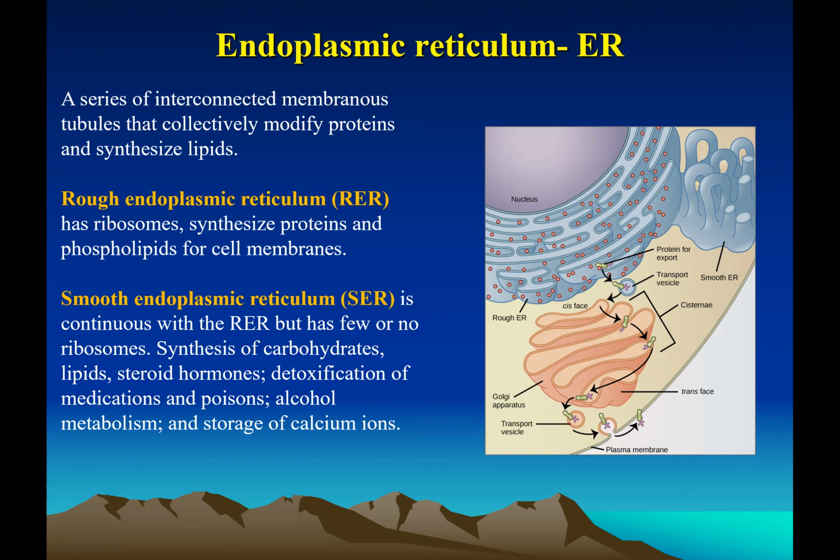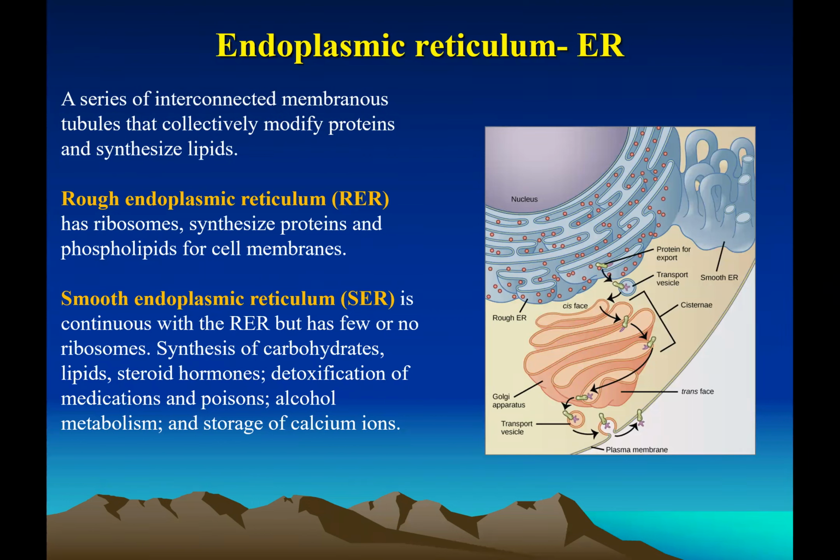So what happens is these ribosomes will make the proteins and they will be modified here a little bit. And then it will pinch off in a vesicle and it will go to this organelle called Golgi, where it will be processed. Smooth ER does not have ribosomes.